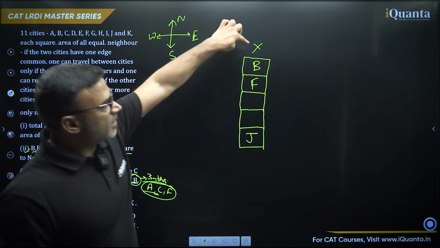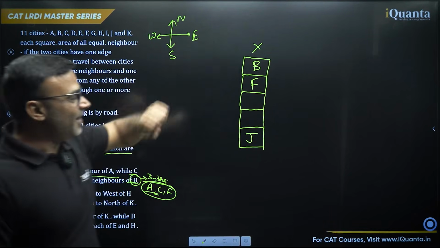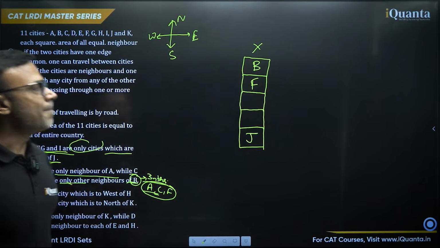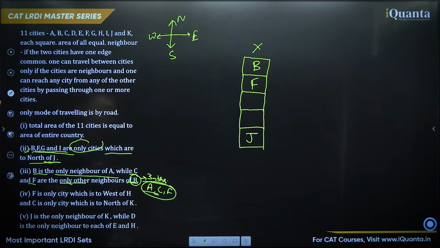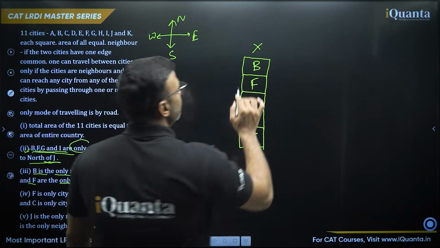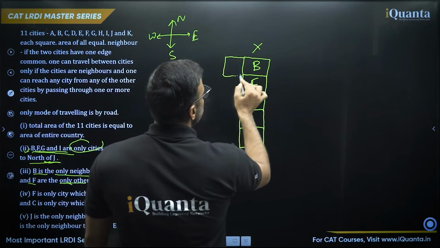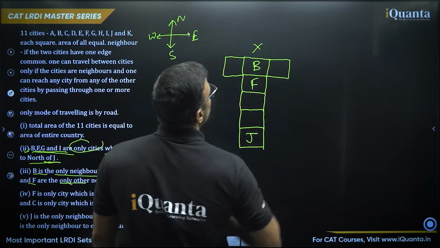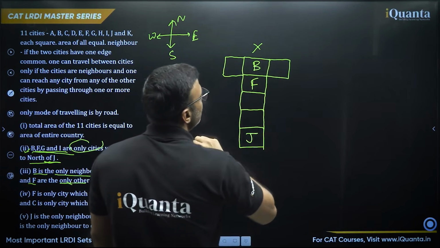Now clearly this place cannot be taken as we have already put the cut mark. Why? Because above J, or in the north of J, these are the only 4 cities. So A and C clearly will come in these 2 places. But we still are not aware which side will be A, which side will be C.